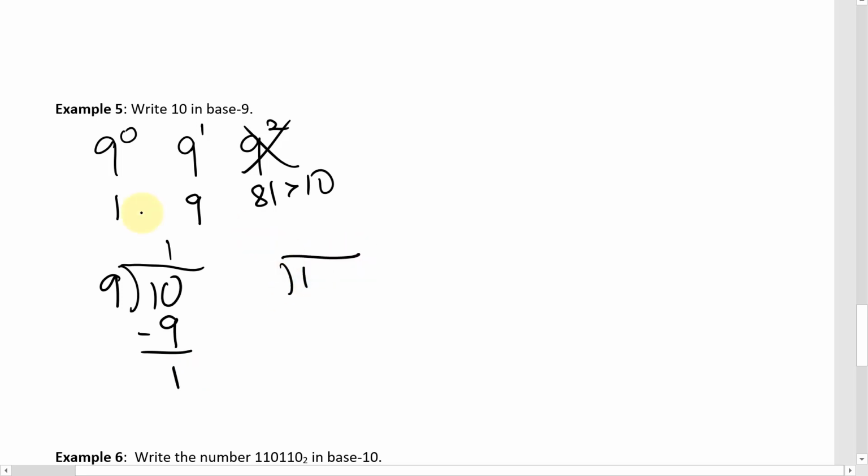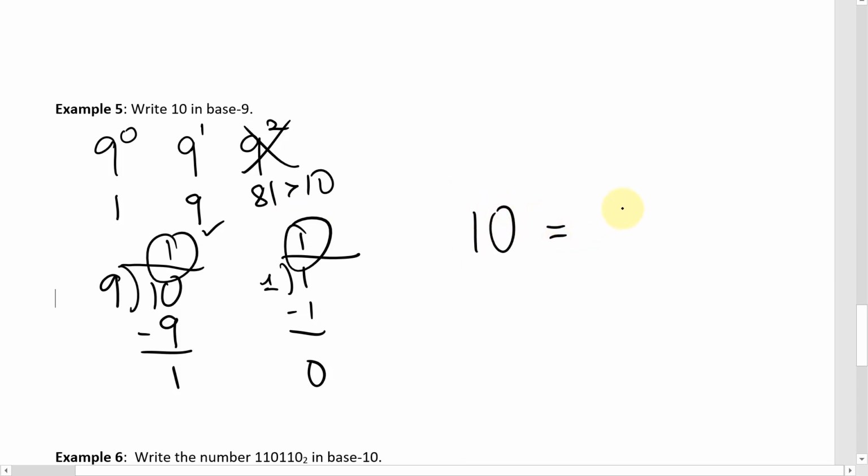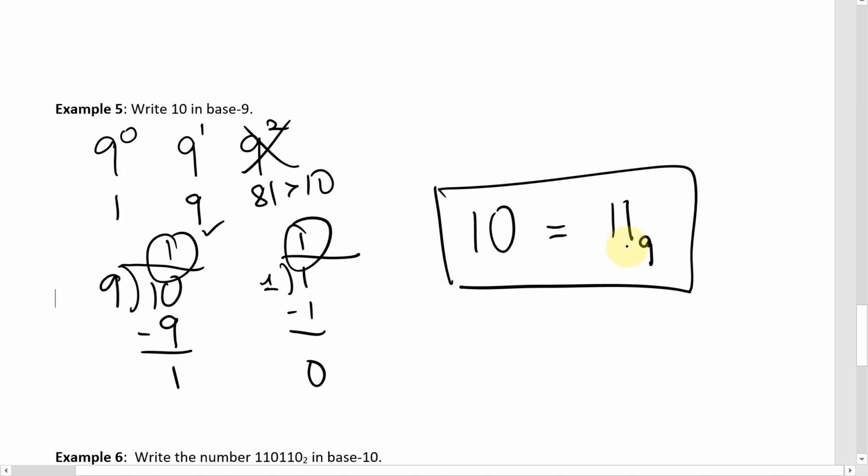So then take that remainder. We got the 9 done. Let's divide by the next lower power. That's 1. 1 goes into 1 one time. 1 times 1 is 1. And there's the remainder 0. So this is the answer, 1, 1. So 10 is equal to 1, 1 in base 9. What you're really saying here is that it is 1 nine and 1 one. A 9 and a 1 makes 10. Or a 1 in the ones place and a 1 in the nines place.